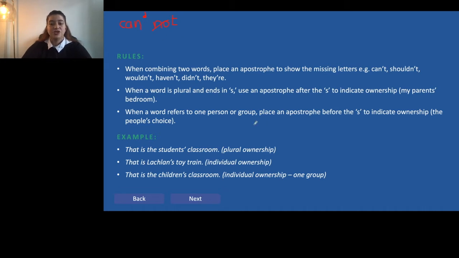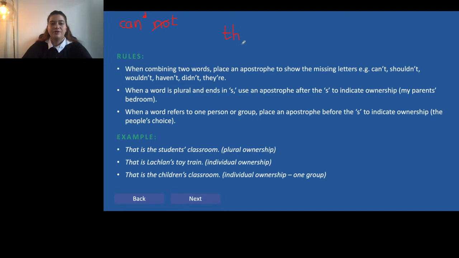It's the same with shouldn't. Originally, shouldn't would be should not. Wouldn't would be would not. Haven't would be have not. Didn't would be did not. And they're. So, this is one of those fun ones.